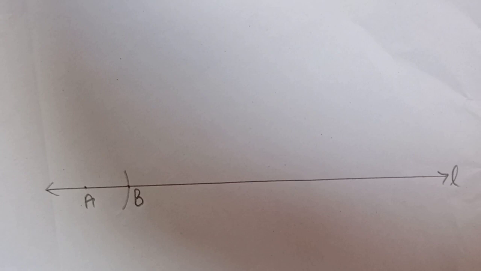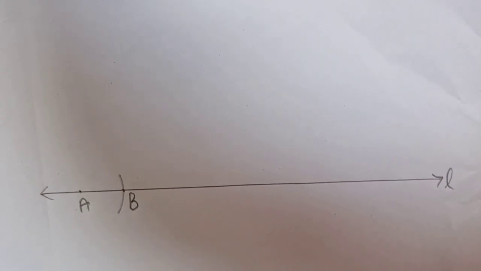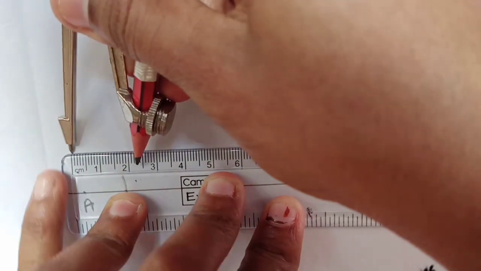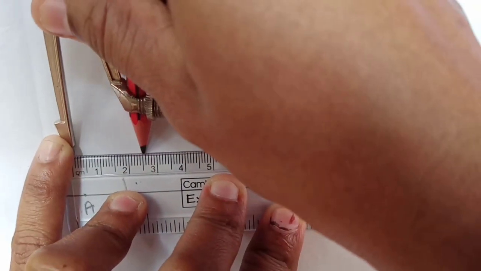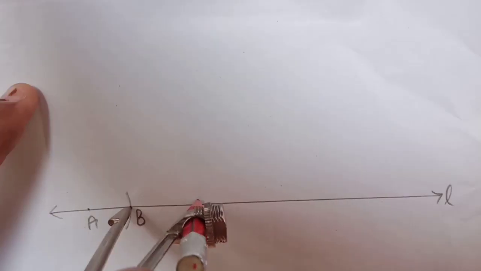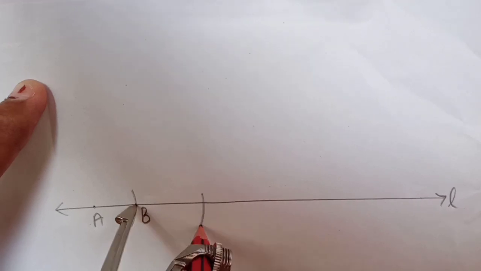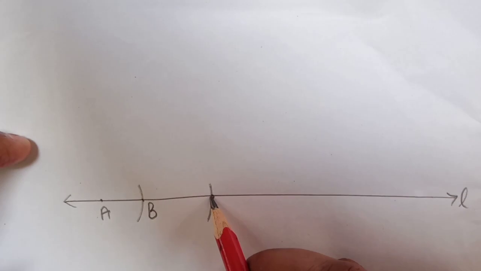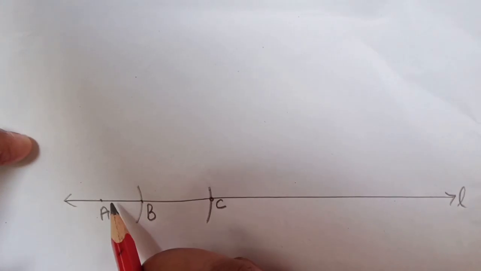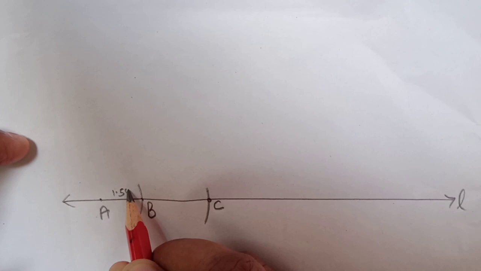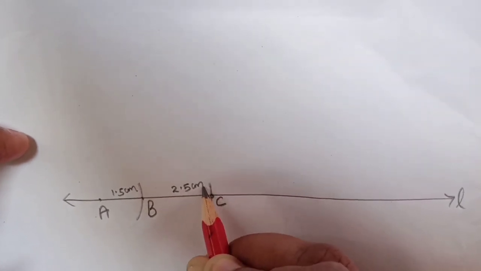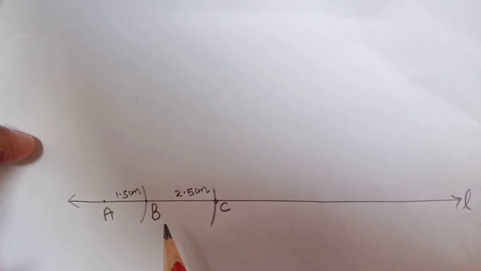Now with B as center and with radius 2.5 centimeter, draw an arc. That arc intersects the line L at C. Here AB is 1.5 centimeter and BC is 2.5 centimeter. So this is a line segment ABC.